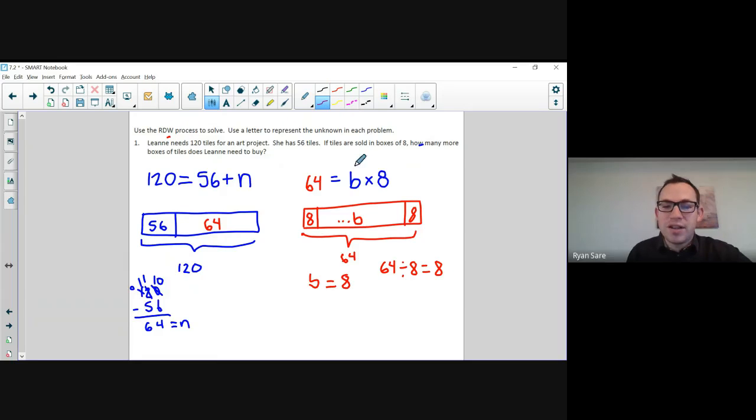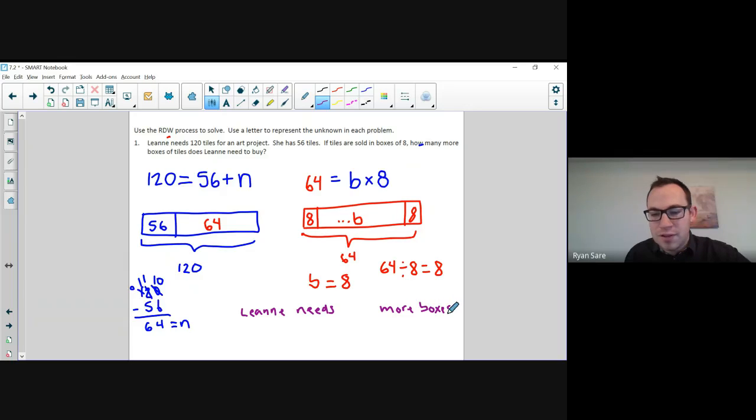Now the last thing though is we need to redraw and write. So we're going to write our answer in purple today. We want to make sure that we're answering the right thing. So it says, how many more boxes of tiles does Leanne need? And we're just going to reword this. We're going to say, Leanne needs, I'm going to leave it blank, more boxes.